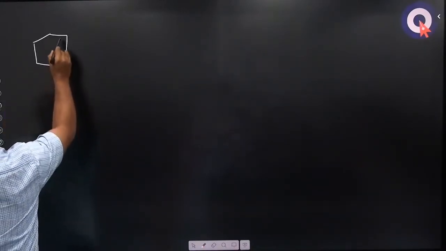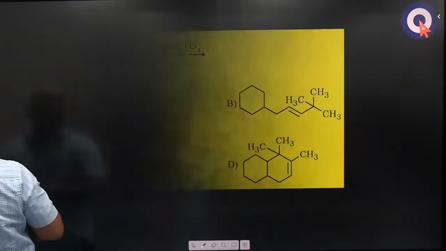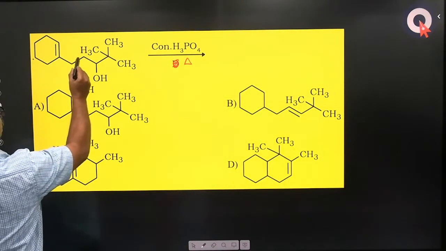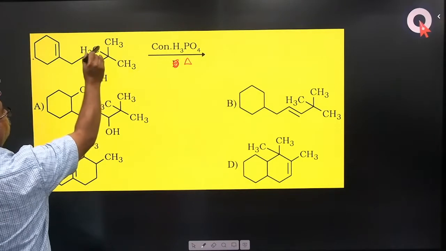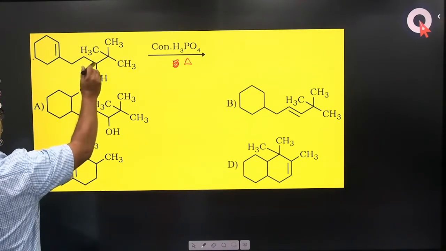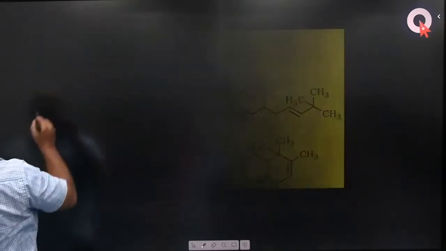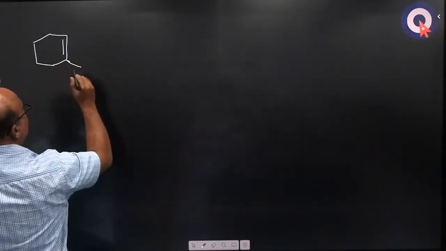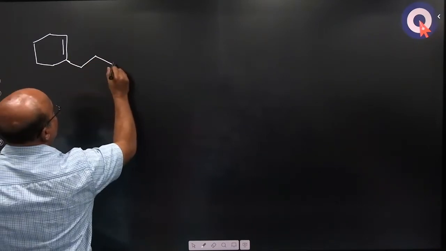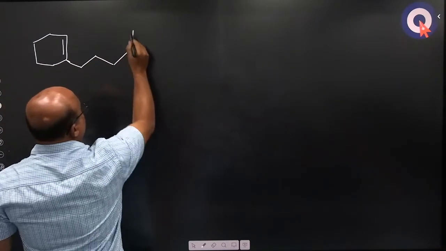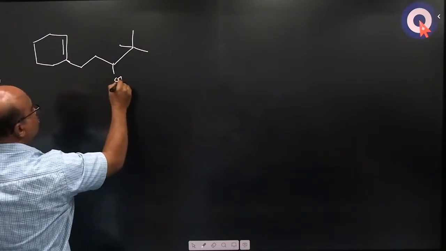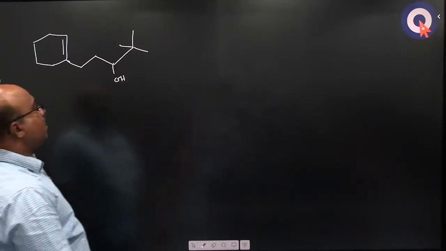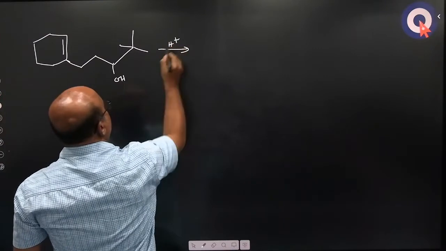So we have a 6-membered ring with a double bond here. Then if you see the structure, 1, 2, 3, 4. At this 4th carbon we have the CH3 groups. 1, 2, 3, the 3rd carbon has an OH group. So there is a CH3, CH3, CH3, and this is an OH. So when we add H plus, the protonation takes place at this.